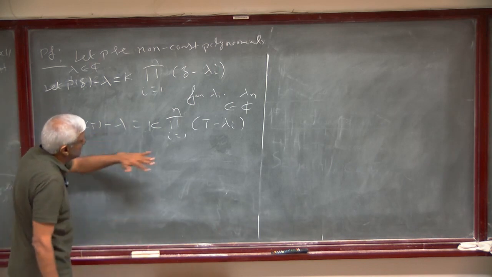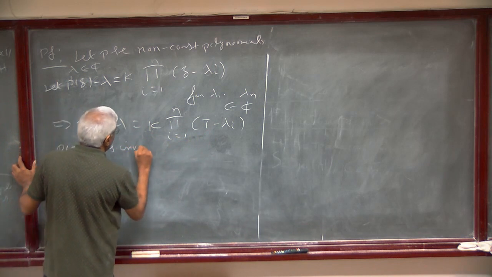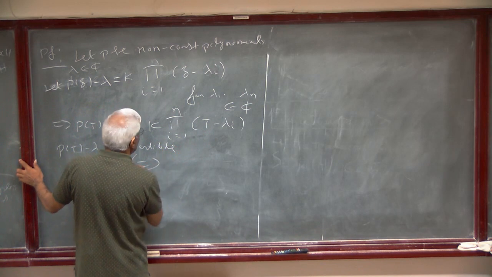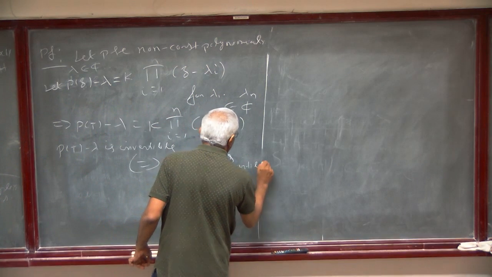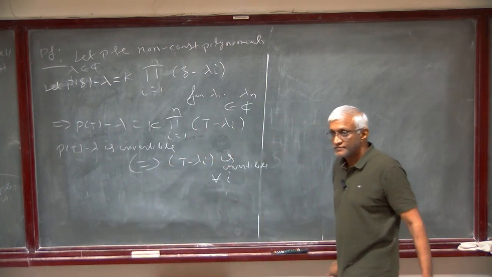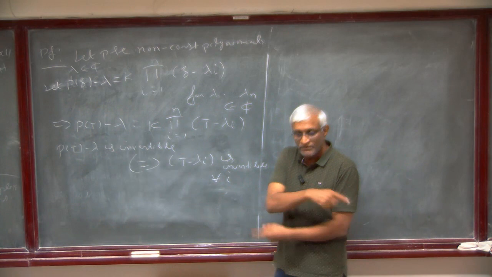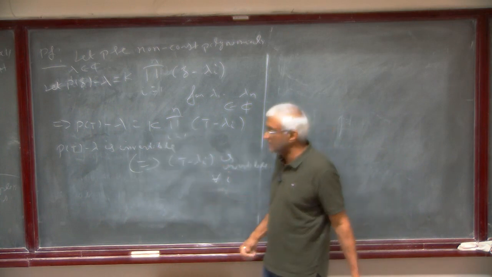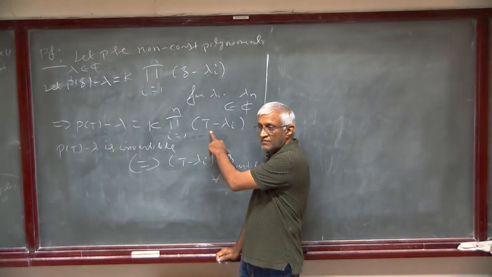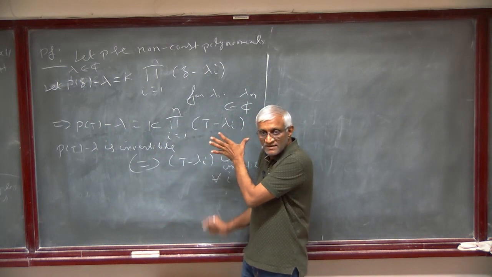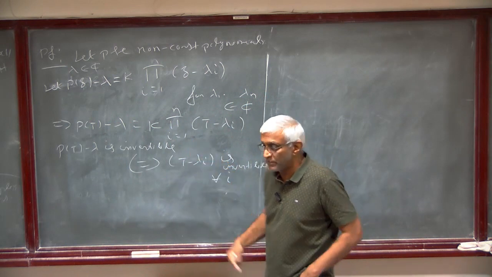These are operators, and this is a product of operators. Then P of T minus lambda is invertible is equivalent to saying T minus lambda i I is invertible for all i. Of course, if it is invertible for all i, then that is invertible: you can reverse the product and take the inverse. On the other hand, if this is invertible, you fix one lambda i, take all the other lambda i's and multiply, and that will be the inverse. It's clear, you can prove it in any ring.